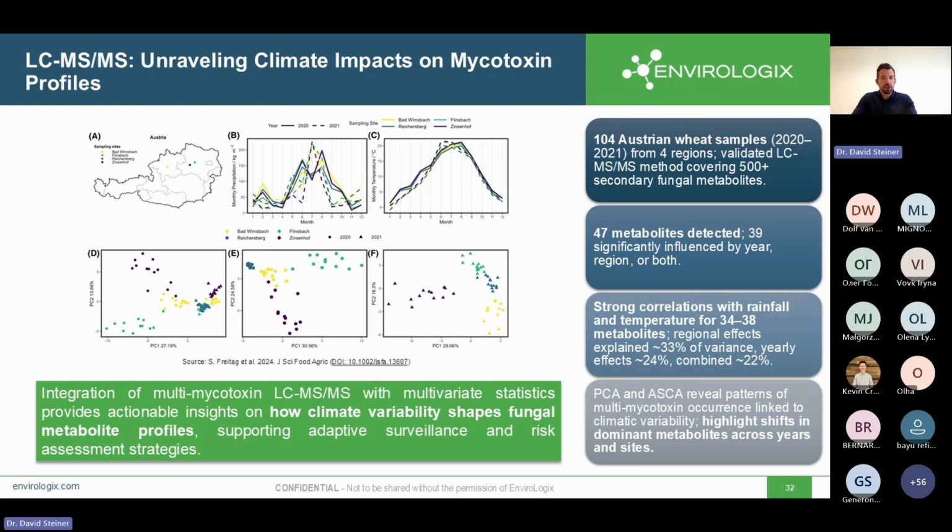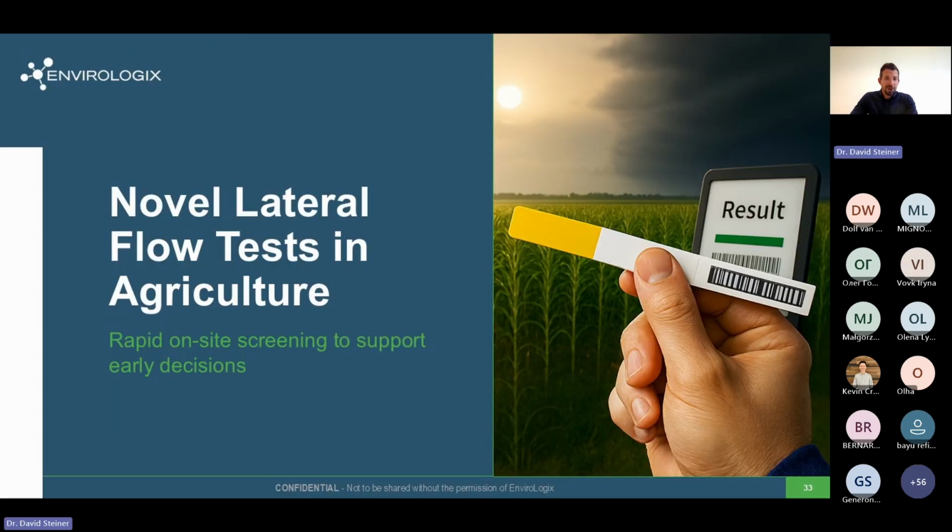So this actually shows that LC-MS is more than just a quantitative tool. It also provides actionable insights for adaptive control, but also predictive risk assessment, and to help to better understand how climate change actually affects the fungal metabolite landscape.